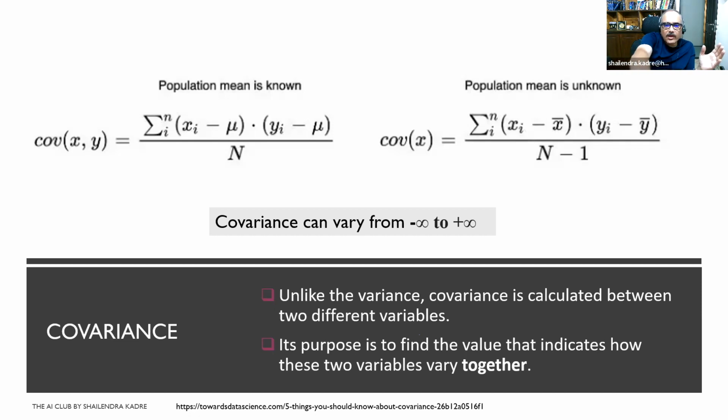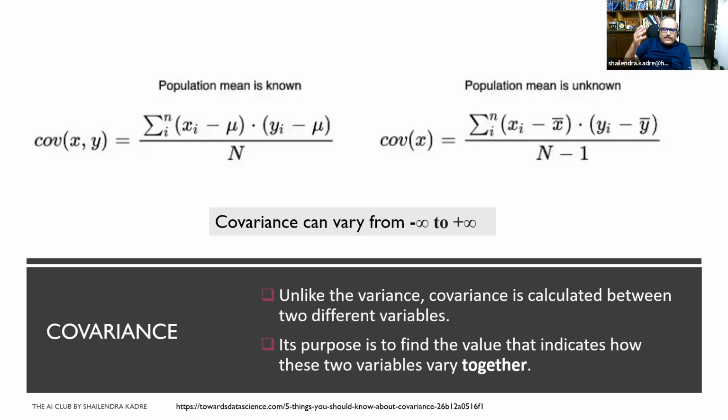See here in this formula, suppose x is greater than mu, then x minus mu will be positive. And suppose y is less than mu, then y minus mu will become negative. If this becomes negative, and overall there are lots of negative entries like that, then if you sum up everything, the covariance will go negative.